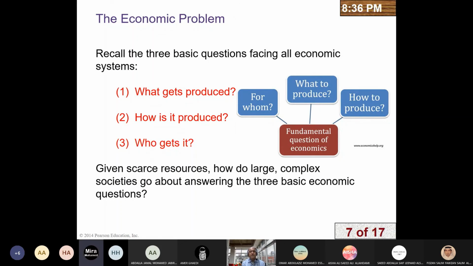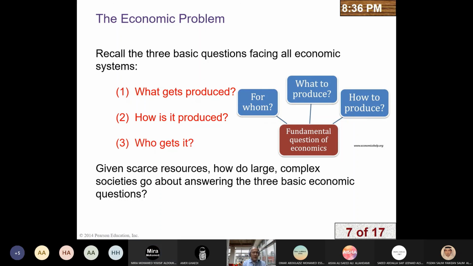Sure. Recall the three basic questions facing all economic systems. One, what gets produced? Number two, how is it produced? Three, who gets it? Given scarce resources, how do large, complex societies go about answering the three basic economic questions?